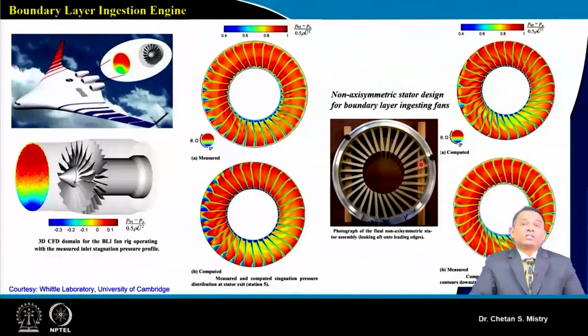So this is also one of the applications of CFD for future engine development.